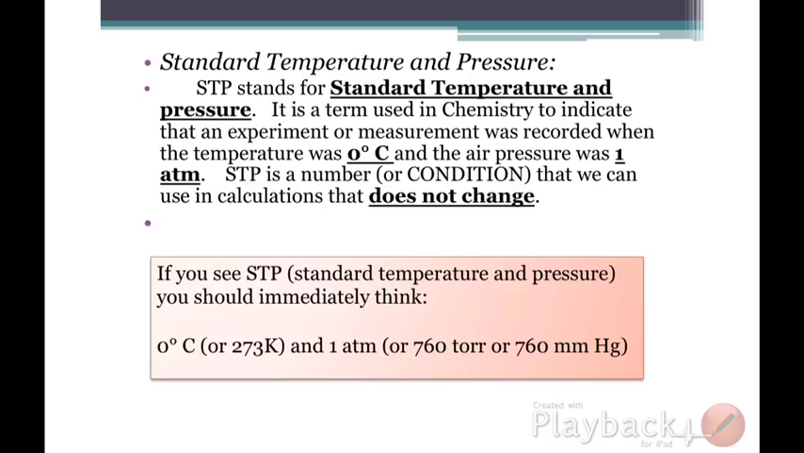Okay, now we have one little extra concept called standard temperature and pressure. So anytime you see STP, it's going to stand for standard temperature and pressure. And all it means is 0 degrees Celsius and 1 atmosphere. You just have to remember it. It doesn't change. It's telling you that data was taken or an experiment was done under these specific conditions, 0 degrees Celsius and 1 atmosphere. That also means 273 K and 760 torr or 760 millimeters of mercury. So that's just something we need to remember.